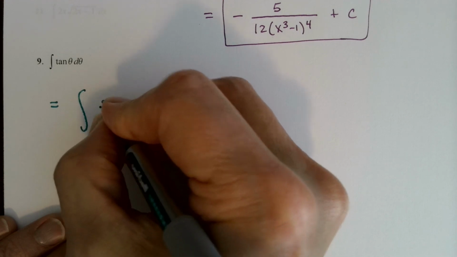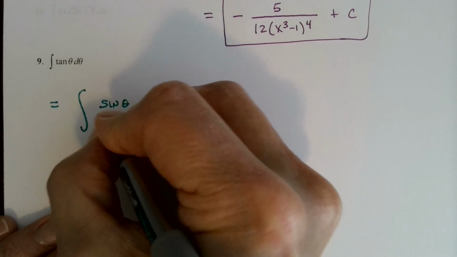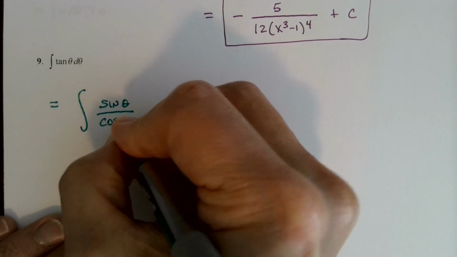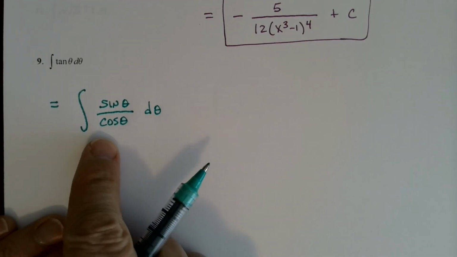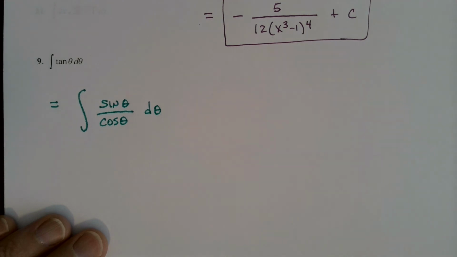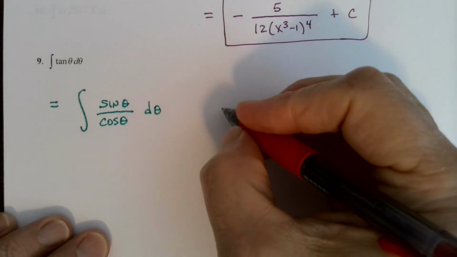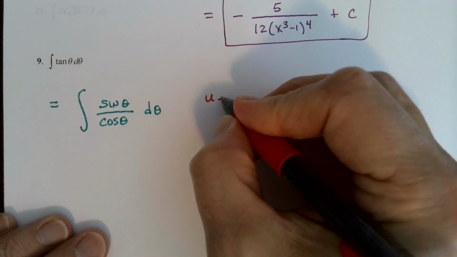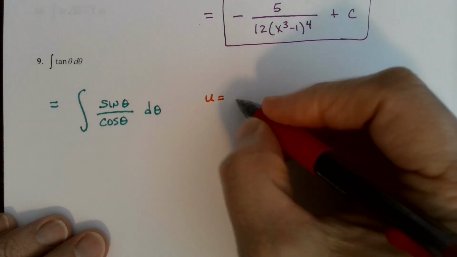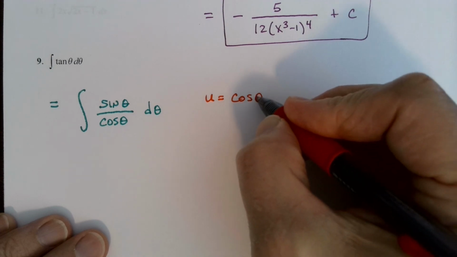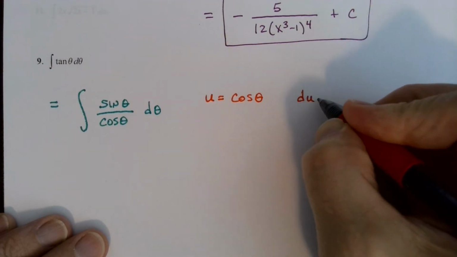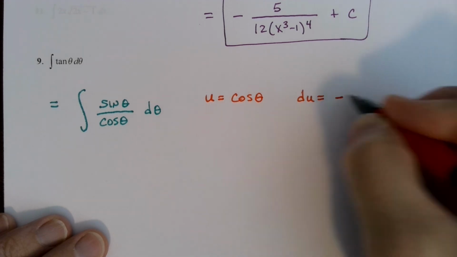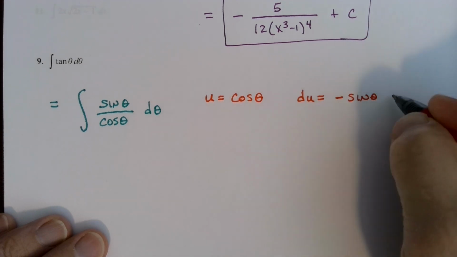Tangent theta is sine of theta divided by cosine of theta. You remember that one? Yeah, tangent theta is sine theta divided by cosine theta. You say, how is that going to be helpful? Well, now I'm going to do a substitution. I'm going to let u be the bottom function, cosine theta. You might say, why am I going to do that? Well, look what happens here. du, what's the derivative of cosine? It's negative sine theta d theta.